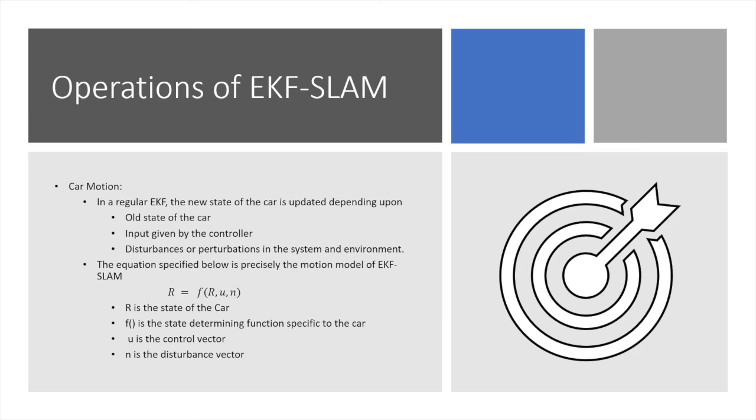So we represent this system using a mathematical equation involving matrices and functions. We can say that the state of the car R is a function of the state of the car R, the control vector U, and the disturbance vector N, where the R which is inside the function is the state of the car in the previous timestamp. So the state of the car is updated by this function.